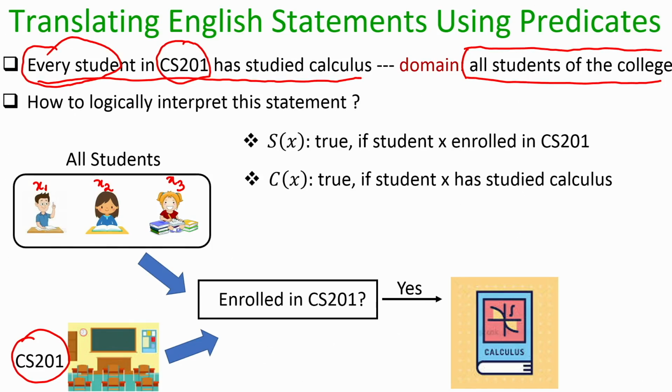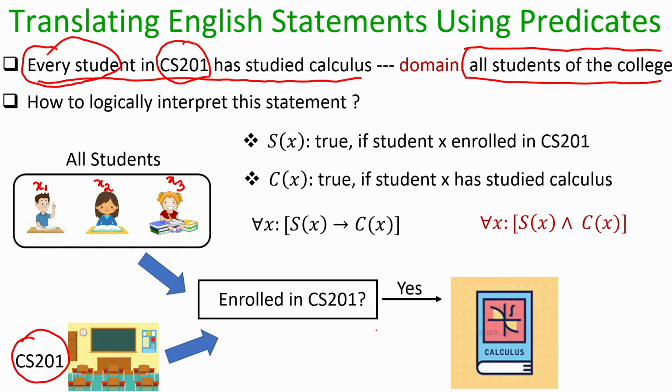And let me introduce another predicate here, which I am denoting as C of x, and it will be true if student x in your domain has studied calculus, else it will be false. I do need these two predicates here because I want to relate properties of a student x with respect to whether he has studied calculus or not and whether he has enrolled for CS 201 or not. That is why I have introduced two predicate functions here.